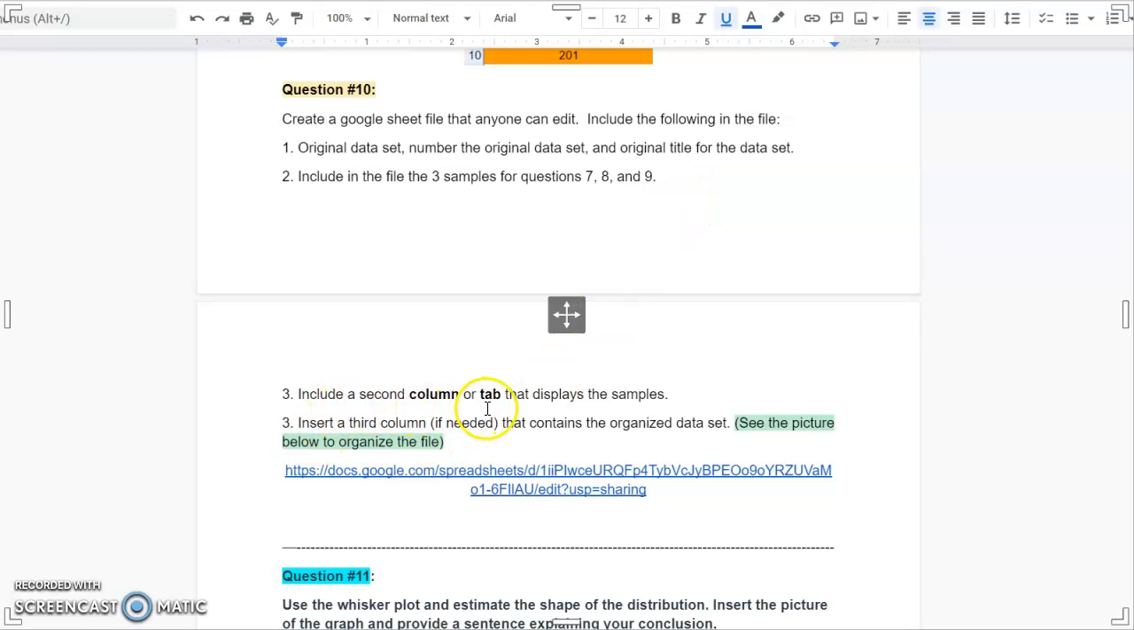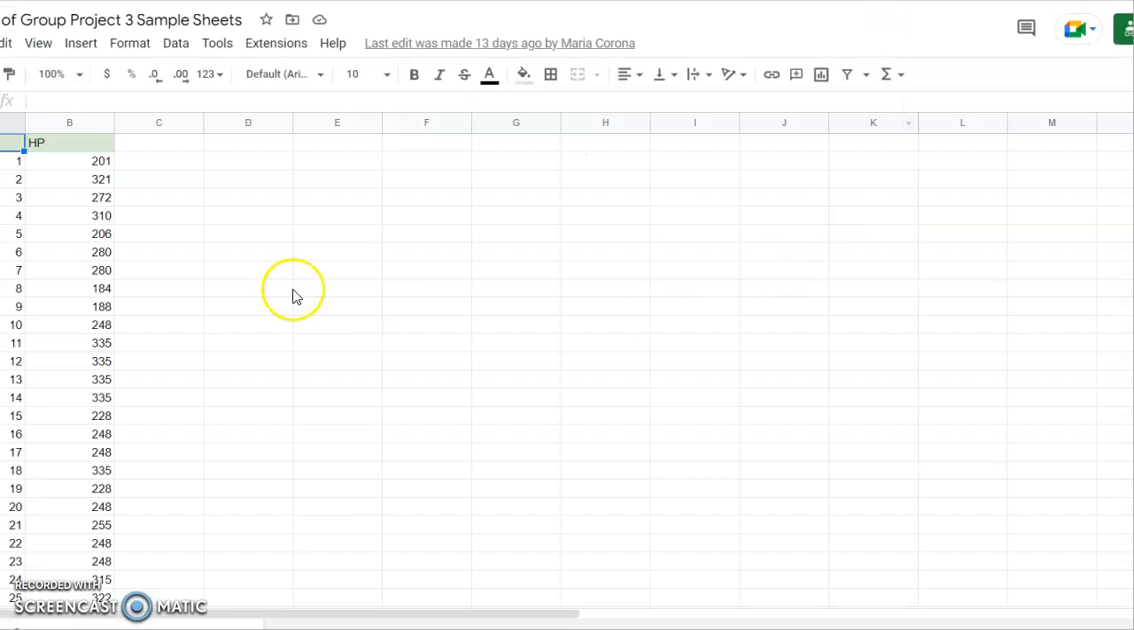Include a second column or tab that displays the samples. Insert a third column if needed that contains the organized data set. See the picture below of the organized file. Here you can see our group.